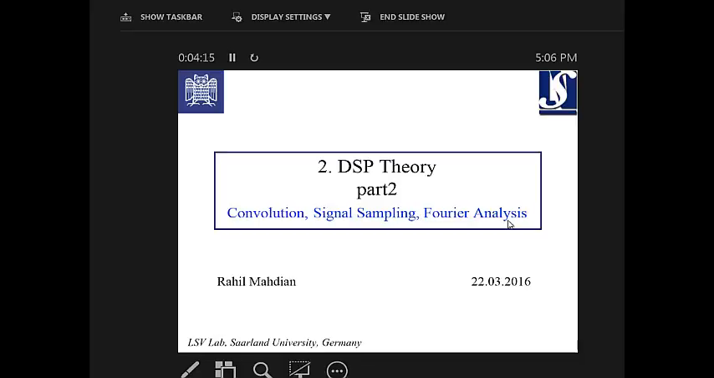So today we intend to go through the convolution, sampling and the Fourier analysis, or better to say frequency analysis of the signal. Fourier domain is a kind of universe where all the elements are measured by the frequency. So that's why the frequency domain is also named the Fourier domain.